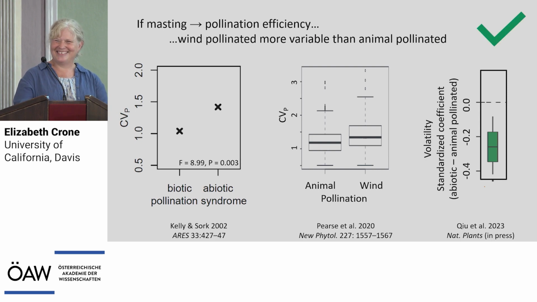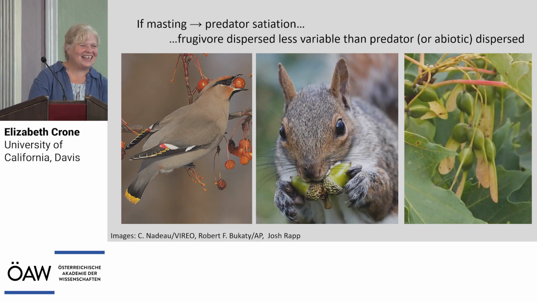The next prediction is that if masting leads to satiation of seed predators, then species that are frugivore dispersed are less variable than predator or abiotic dispersed species.